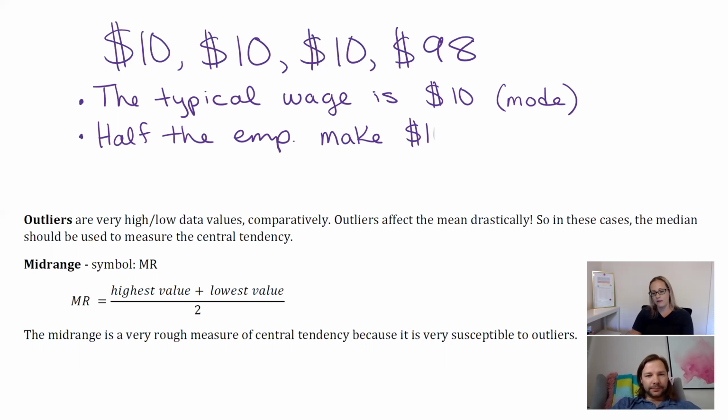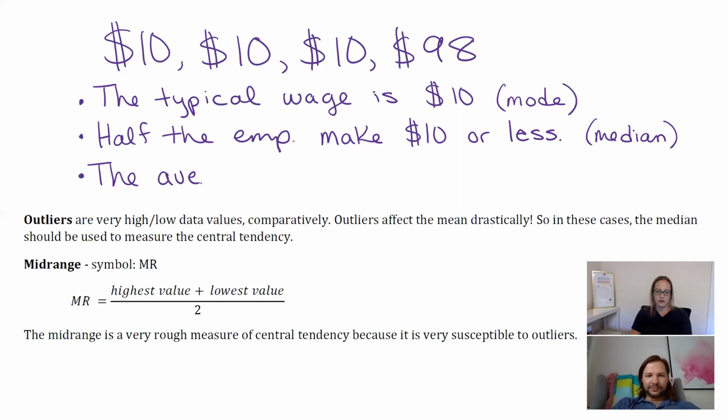Okay, how about this one? If I said half of the employees make $10 or less. So I don't know, median? Yeah, so the median is the one that splits your data up in half. When you calculate the median, it's telling you that half of your data values lie below that amount and half of your data values lie above that amount. So that would be a true statistic that we got from the median.